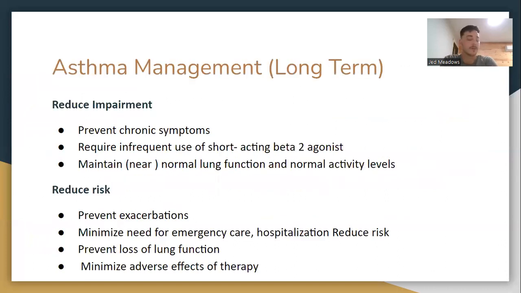Asthma management long term. So you want to reduce patient impairment. You would prevent chronic symptoms requiring frequent use of short-acting beta-2 agonists. You want to maintain near normal lung function and normal activity levels. So we understand that because of the disease this patient has, they may not ever get back to so-called normal, but you want to keep them as close to it as possible.